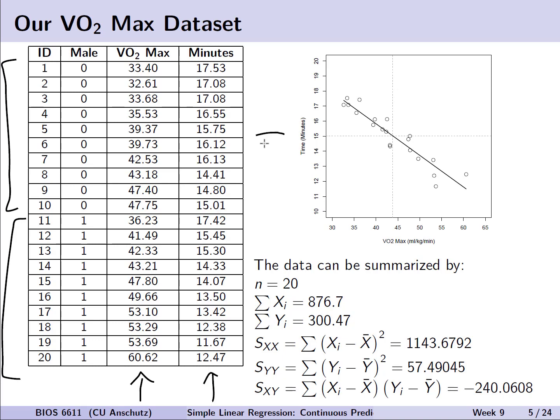This information further is summarized over here in the scatter plot on the right-hand side, where we do seem to see a negative relationship, where VO2 max increasing leads to a lower time in minutes. Additionally, we've plotted the best fit line for that simple linear regression as well, which we'll be calculating. Further, we can note the summary statistics below here, which we can use to calculate some of these beta coefficients by hand moving forward.